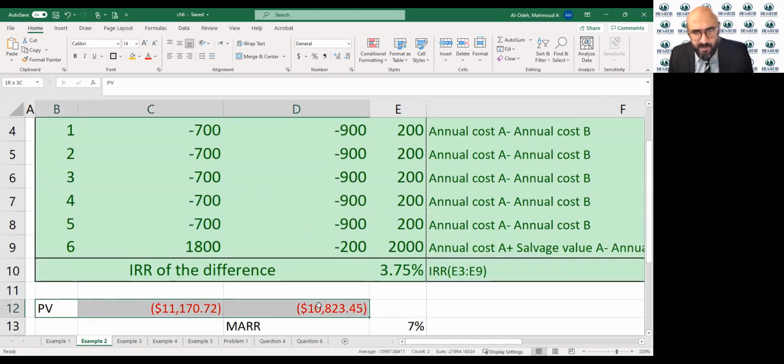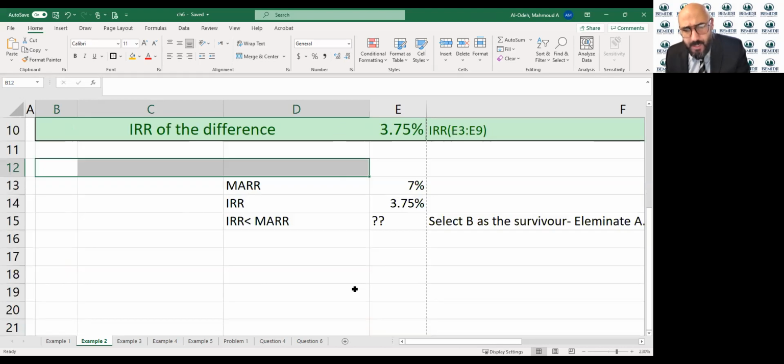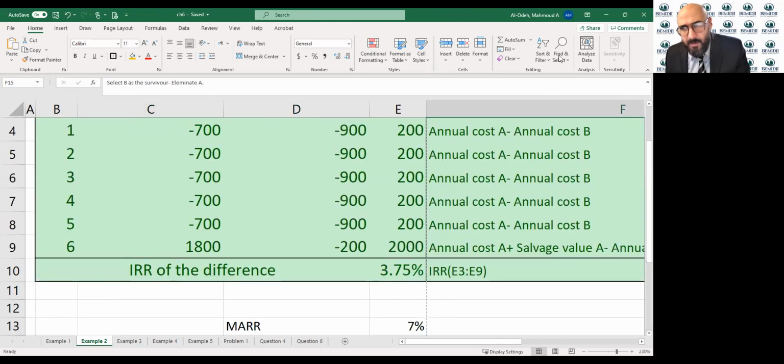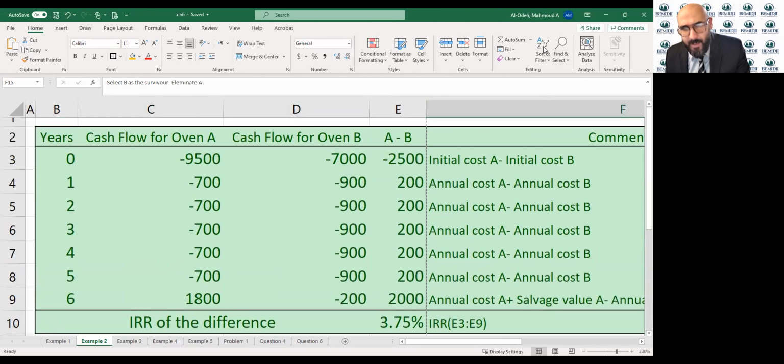So it is just another way to confirm your answer and to remove any doubt from your mind, asking, well, how do I know that I've selected the correct answer? You could use multiple techniques to verify the final decision that you should be making. So the final decision here is to select B as the survivor and eliminate oven A from the options. Now we're going to take a look at another example which has more than 2 alternatives with different lifetimes. I'll record that in a different video.